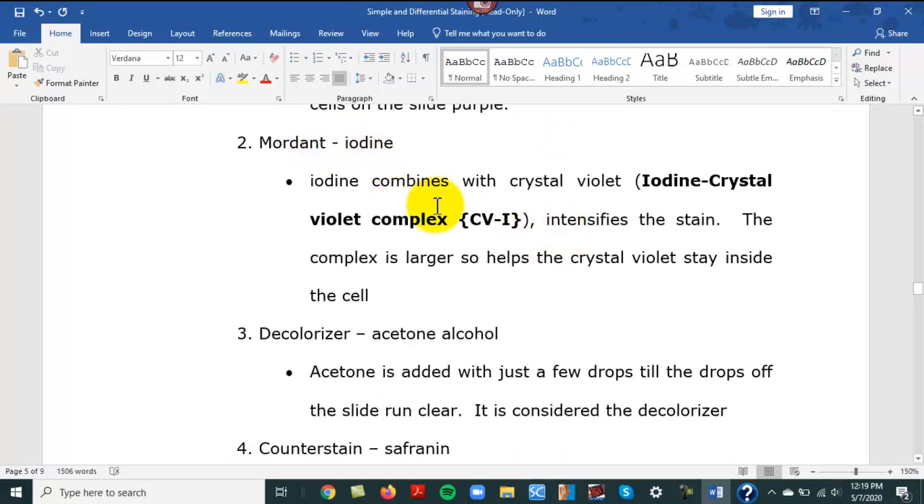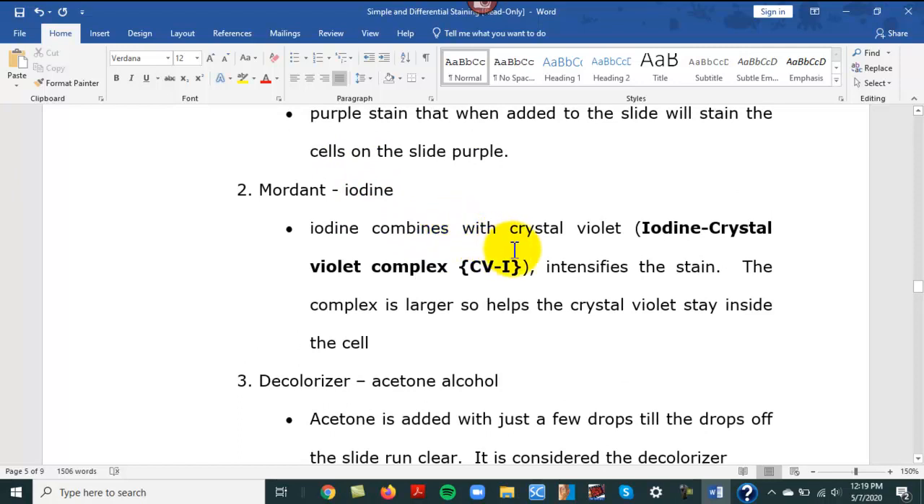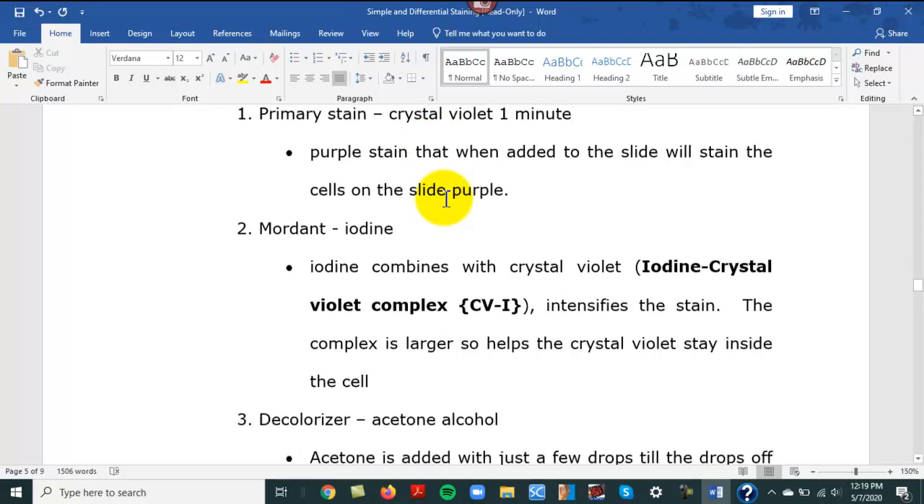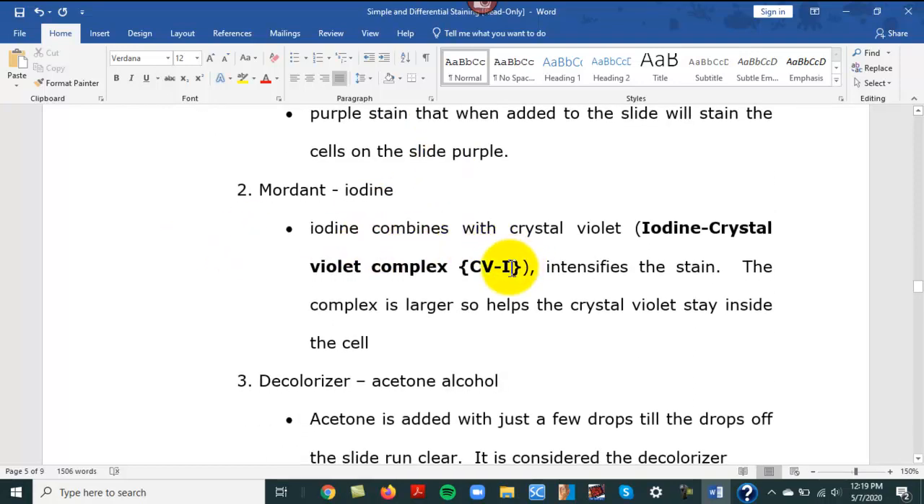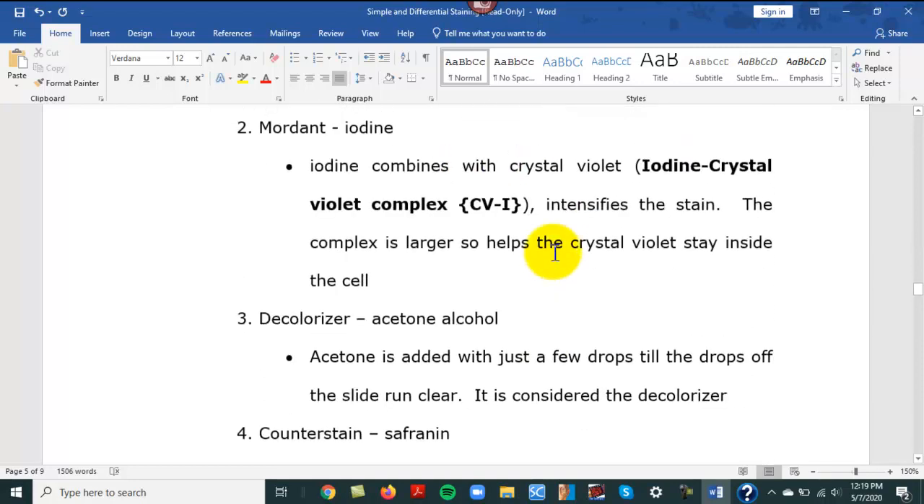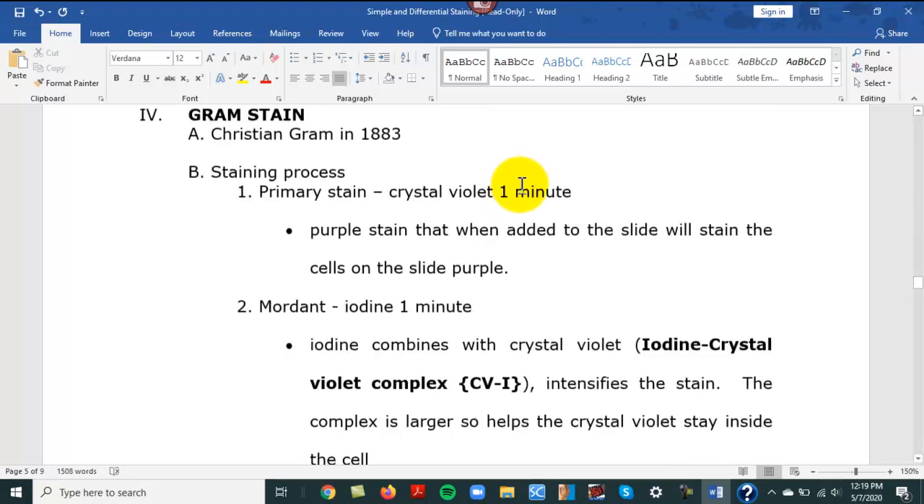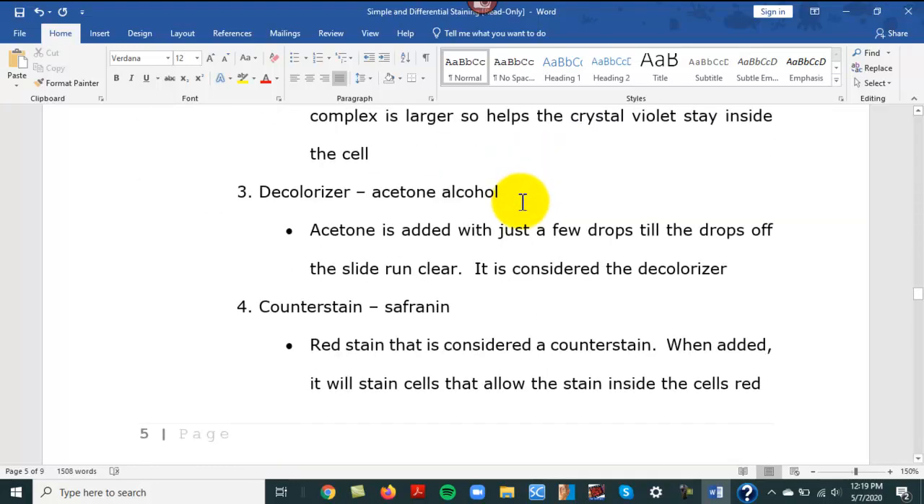Iodine is the next step. Iodine is called a mordant. Iodine will actually bind with the crystal violet inside the cell. So when you do this first step, you're going to flood the slide with purple dye, and it's going to stain all the cells purple. Iodine actually binds to crystal violet, and it keeps the stain inside the cell. It's called a mordant. It's an intensifier. So that's step number 2. Same thing. You leave this on here for 1 minute. And I will post this after here. All right. That's step number 2.